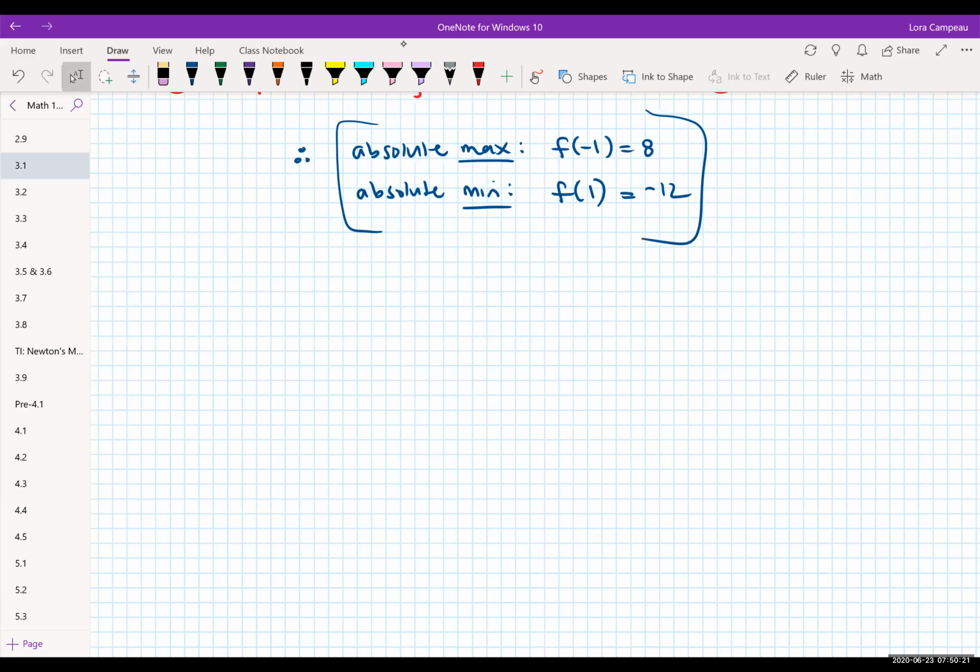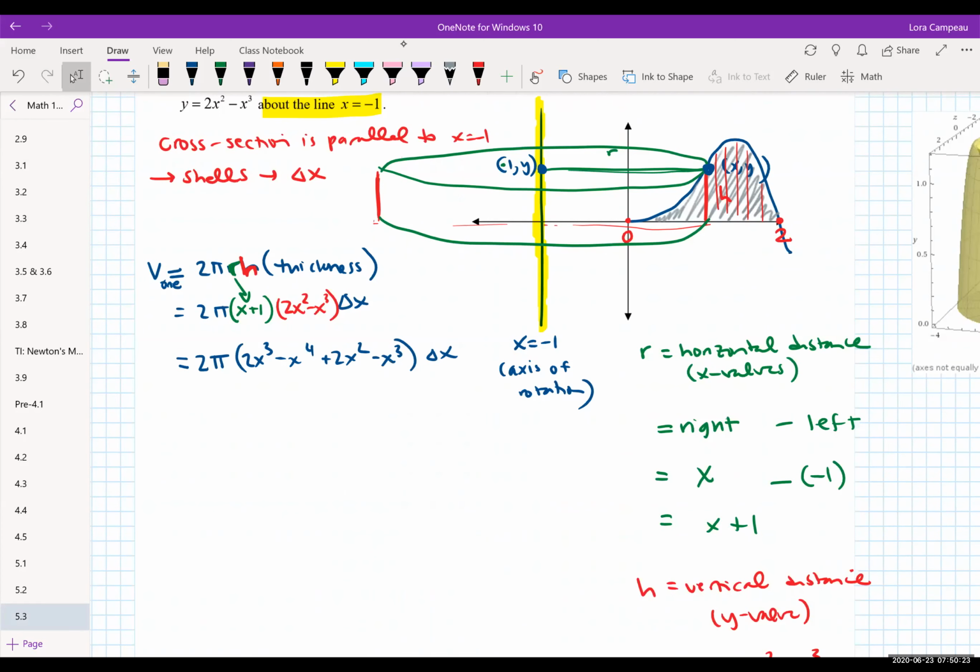So we should have x cubed, 2x cubed minus x cubed. That's x cubed minus x to the fourth plus 2x squared, delta x. And that's as simplified as it goes. And if we were trying to do it by hand, that would be what we would get into. You'll kind of experiment on your TI, I'm sure.